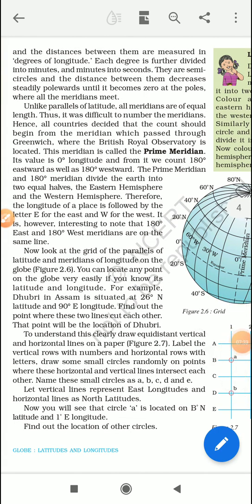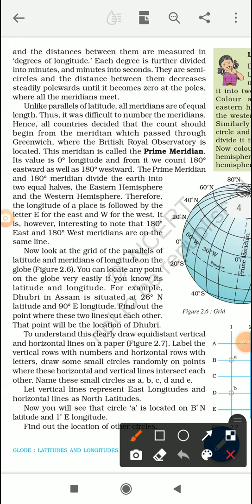Just like the equator divided the earth into two equal halves, that is northern hemisphere and the southern hemisphere, in the same way, the prime meridian divides the earth into two equal halves, that is eastern hemisphere and the western hemisphere. Therefore, the longitudes are followed by the letter E, capital E for east and capital W for the west.